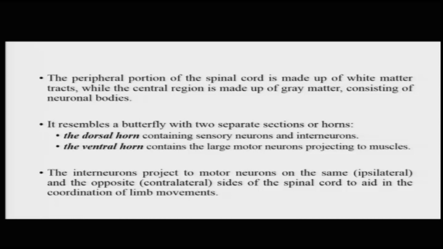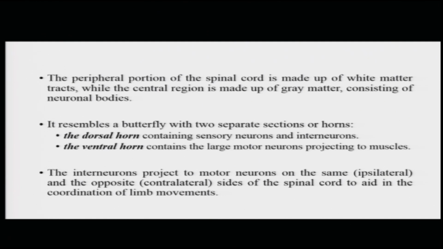Now, the peripheral portion, the outer portion of the spinal cord is made up of white matter, tracts, axons, while the central region is made up of grey matter consisting of neuronal bodies. So, we are talking about how the spinal cord and this entire system is created. It resembles a butterfly with two separate sections. One is called the dorsal horn, one is called the ventral horn. The dorsal horn contains sensory neurons and interneurons, whereas the ventral horn contains large motor neurons projecting to muscles.